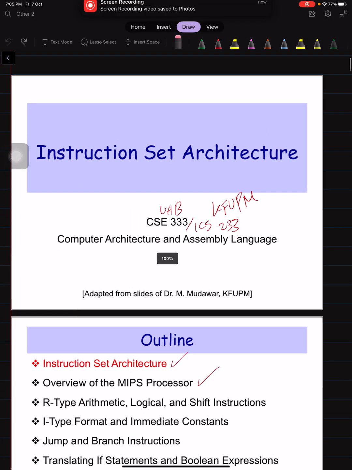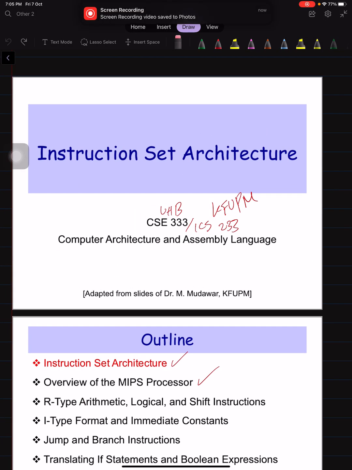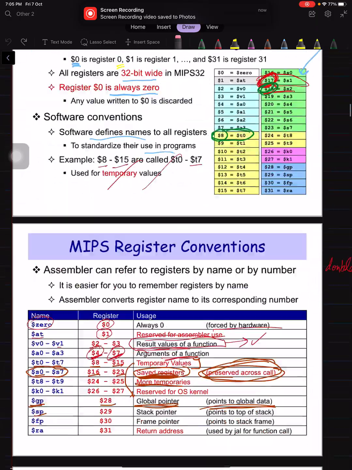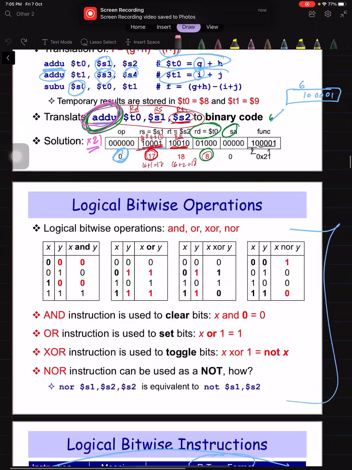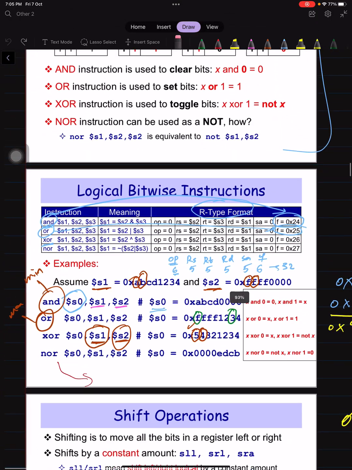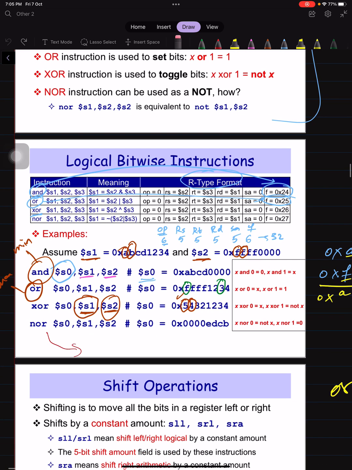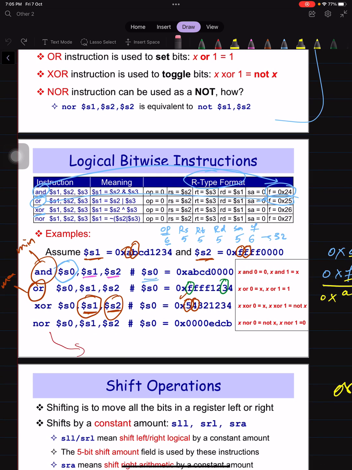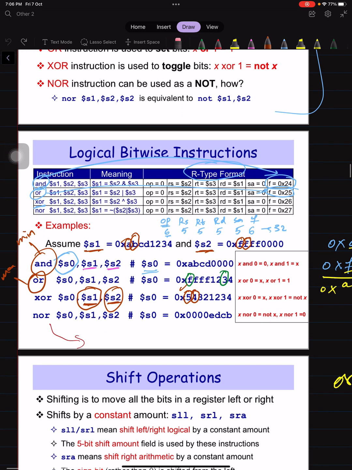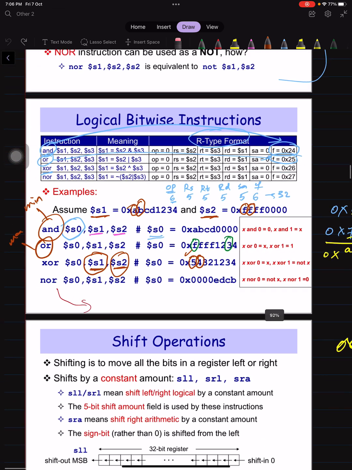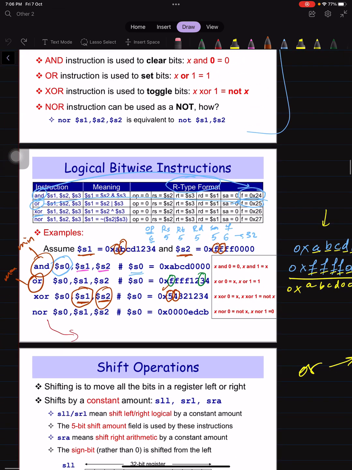Okay, so let's proceed with the instruction set architecture part 2. We said we reached the last thing, which is AND and OR. Some of you already told me that you want XOR and NOR, so I'm going to talk about them a little bit so that we can digest what they really mean.